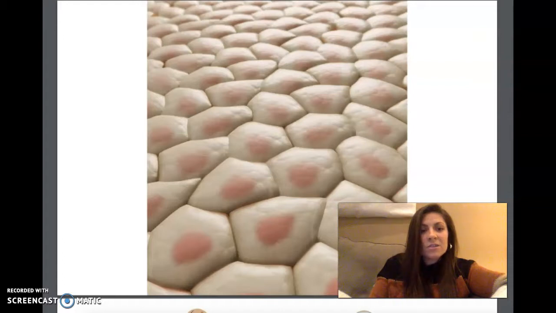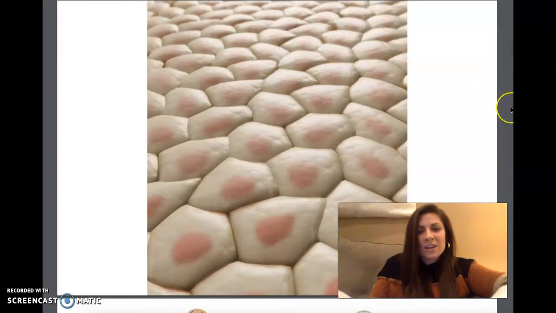Cells work together. They are organized into groups of cells that all perform the same function. These groups of cells are called tissue. Tissue is a collection of the same kinds of cells working together to do the same job. There are 4 main types of tissue, and each type serves a different function. The 4 types of tissue are connective, muscle, nervous, and epithelial.